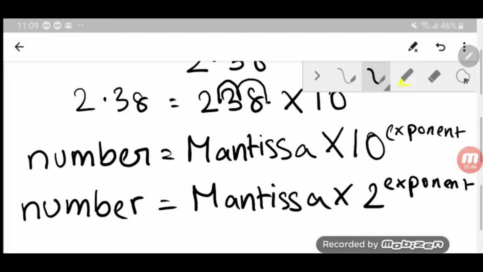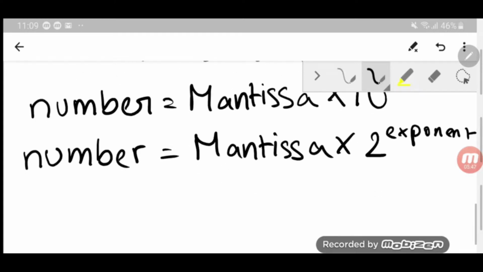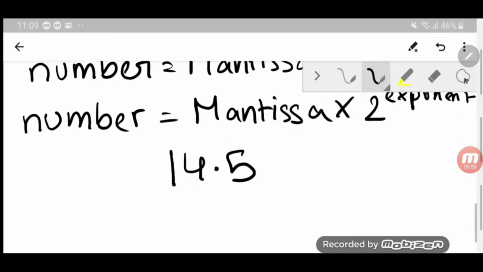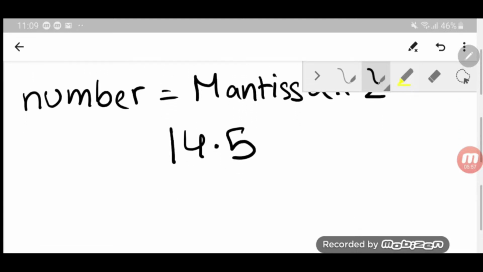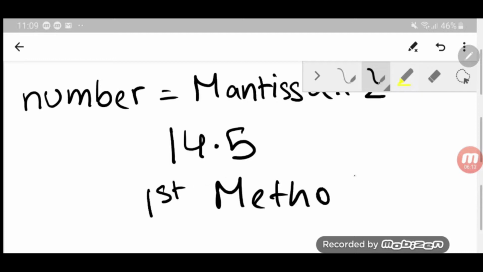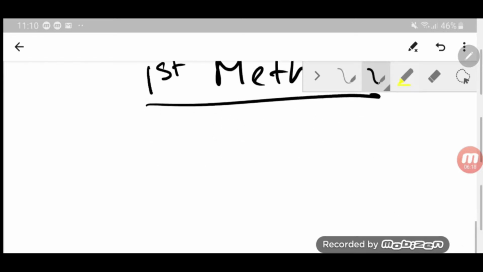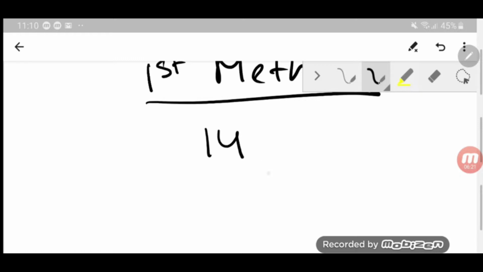So let's move on to make this idea clearer. Moving on, let's convert the number 14.5 to binary. There are a number of ways of doing so. The first method: in the first method, we'll first convert 14 to binary.